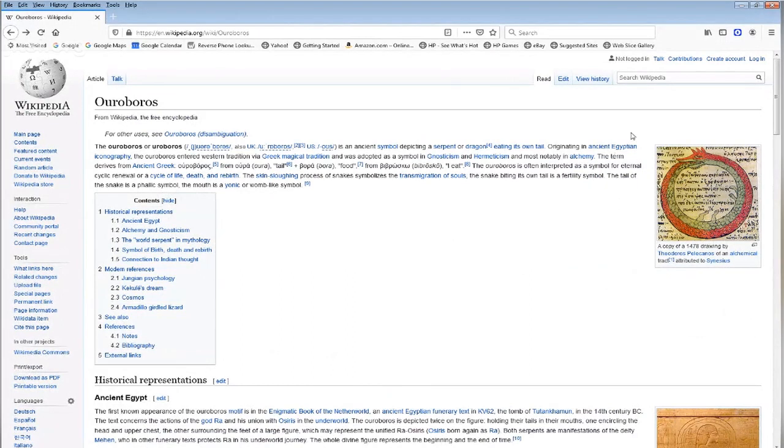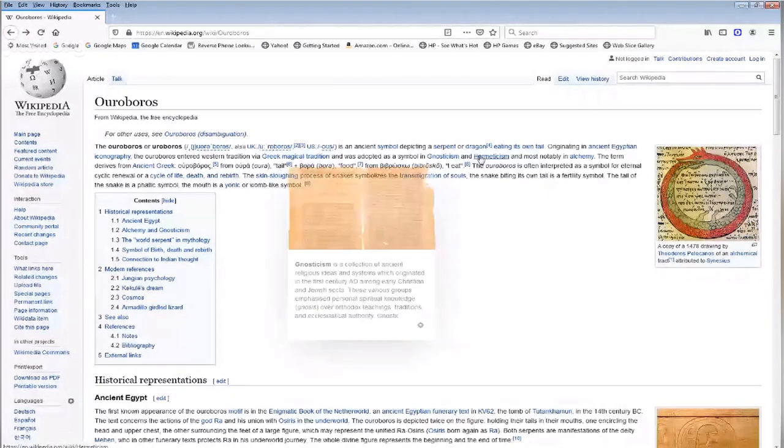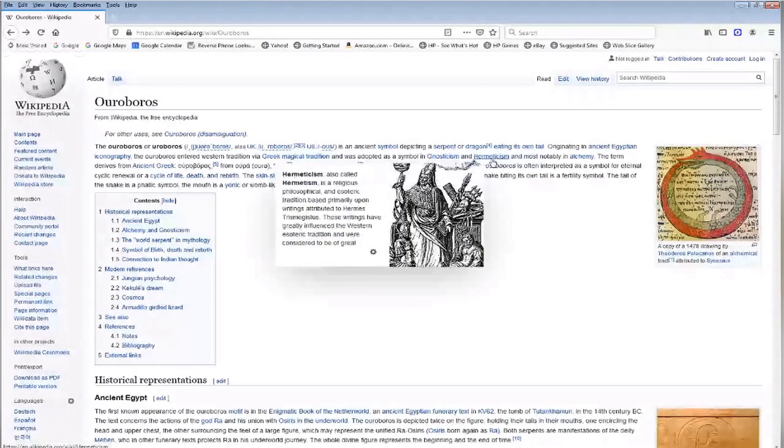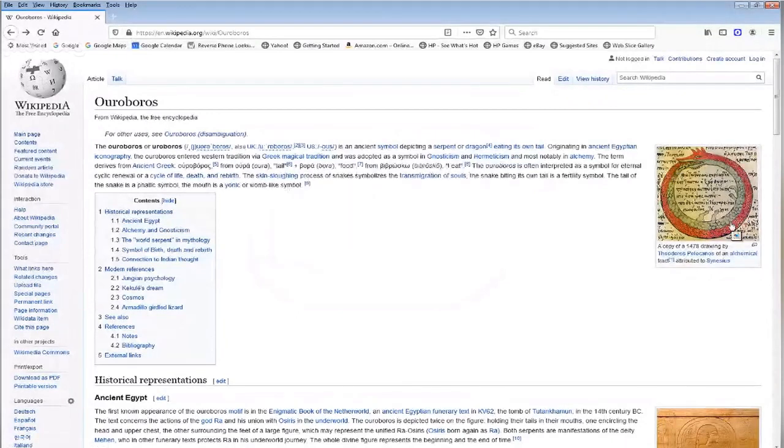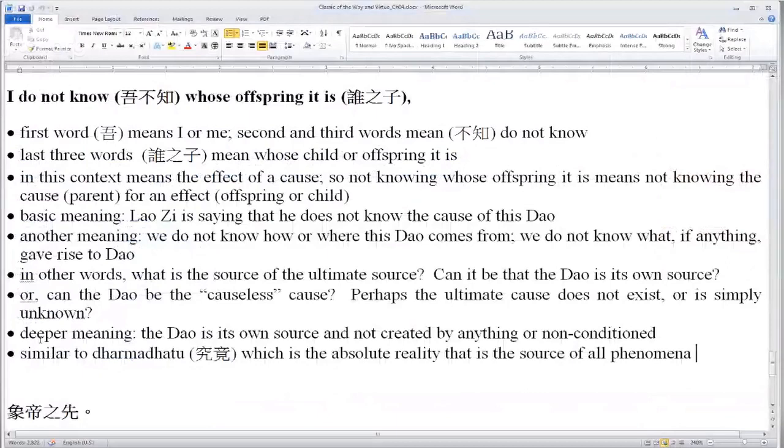They say it came from ancient Egypt, this symbol. But what I'm saying is that Western philosophy, some Western traditions, especially the Greeks, the Gnostics, and Hermeticism, which is another religious philosophy, all believe this. So it's not just unique to the East. Lao Tzu speaks about this notion of the causeless cause. That's just a side note, so you guys can look at that.